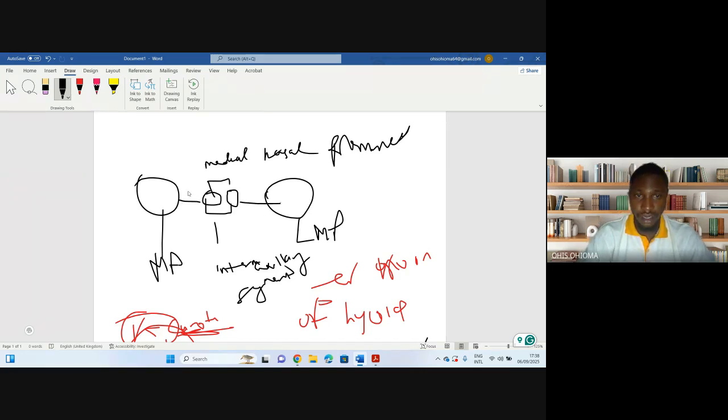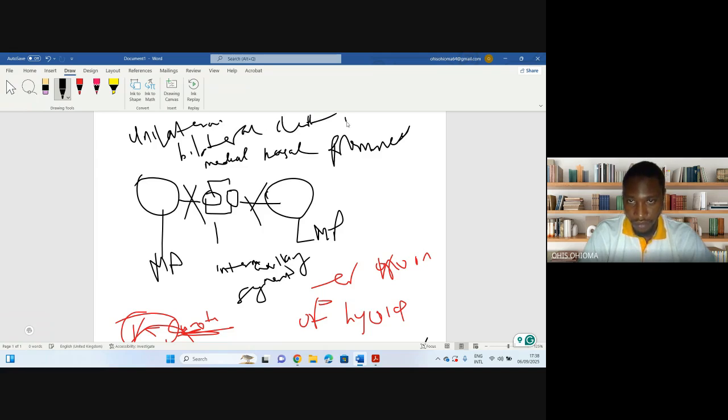And so if this fusion doesn't happen, you have unilateral cleft lip. If both of them don't fuse, then you have what we call bilateral cleft lip. So this guy is supposed to fuse first, and then these two guys are supposed to come and join him in the center. A failure of either of them to join this middle guy in the center leads to the cleft lip.